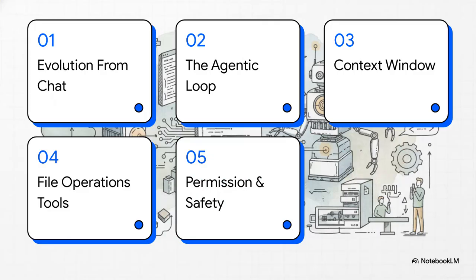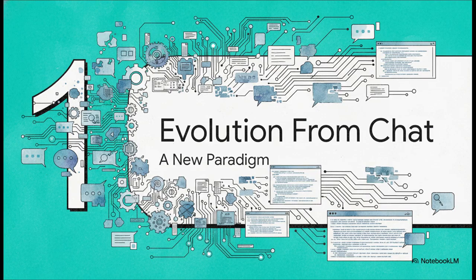Here is our roadmap for today. We'll cover the evolution from chat, take a look inside the Agentic Loop, talk about compacting your context window, explore tools for file operations, and finally wrap up with permission modes and safety. Okay, let's kick things off with Section 1, the evolution from chat.